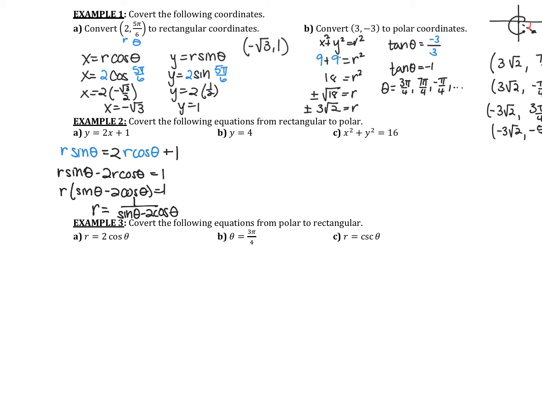And then I can solve for r, and my equation is r equals 1 over sine theta minus 2 cos theta. Now, do I know how to graph that better than I know how to graph y equals 2x plus 1? No, I don't. And in a little bit, we'll look at how to graph these. That's not the main focus for the polar stuff, but understanding where graphs come from is important. So we'll look at that in just a second. But this is how we can convert those equations.